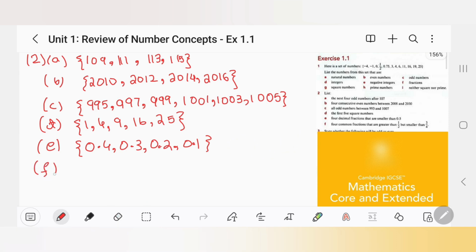Then we have F. In F, they are asking 4 common fractions that are greater than half but smaller than 3/4. Again, there are multiple answers. In form of fractions, sometimes we don't understand a question. So I will share a trick with you on how you can understand what numbers are coming in between these two. Keep in mind, when you want to write anything between fractions, it is best to convert them into decimals first. So we all know that half means 0.5 and 3/4 means 0.75.